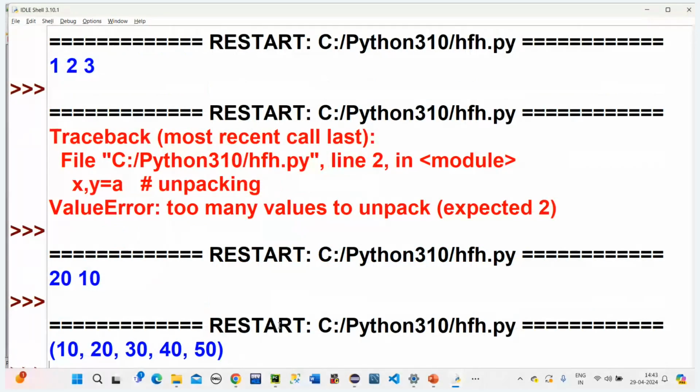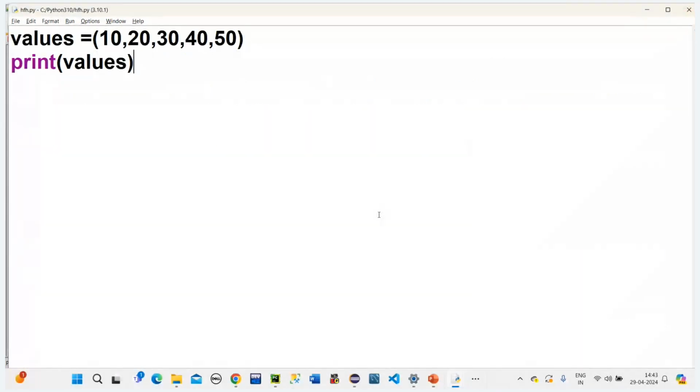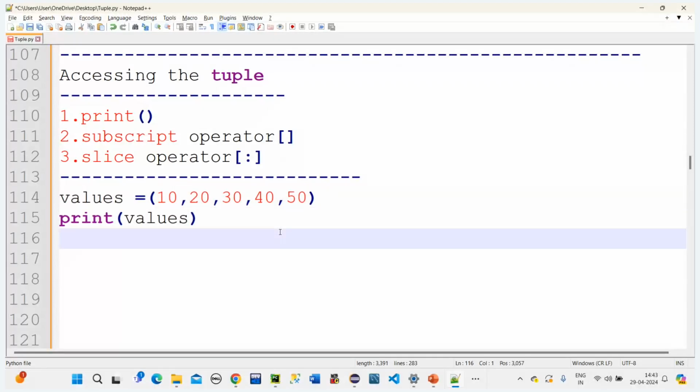See, I am able to access this. This is done.